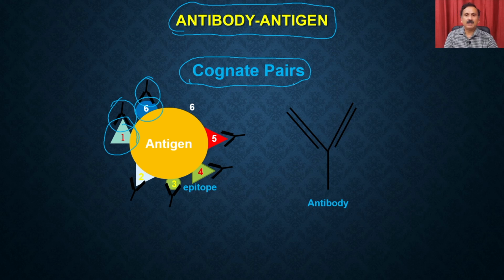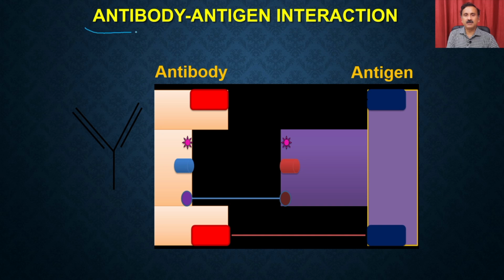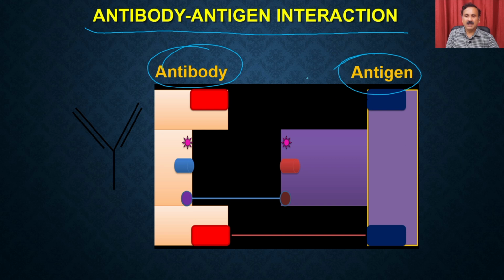Now, why are they forming a cognate pair? Because they are forming a very exclusive pairing and a very exclusive interaction. So you can imagine that if this is the antibody and this is an antigen, they have a very well defined three-dimensional conformation. Because of that, the antibody is going to fit into the antigen. Apart from that, the interaction sites are also complementary to each other. For example, in this case, this is negatively charged and this is positively charged, so they are going to have an interaction.